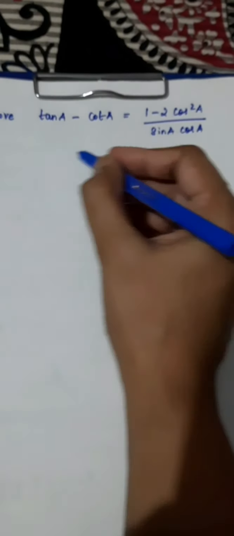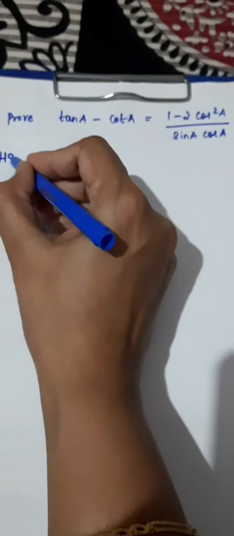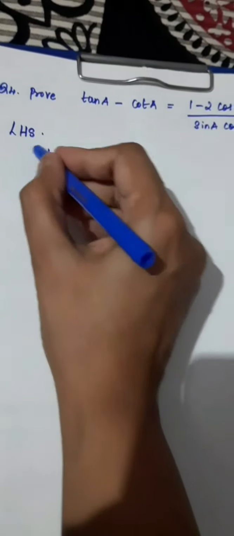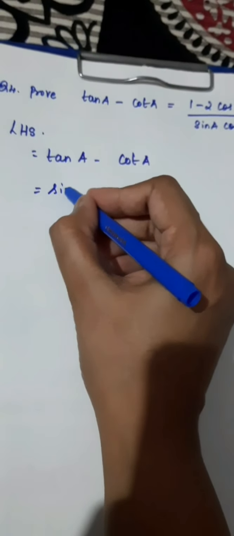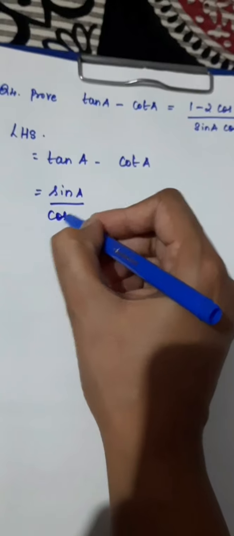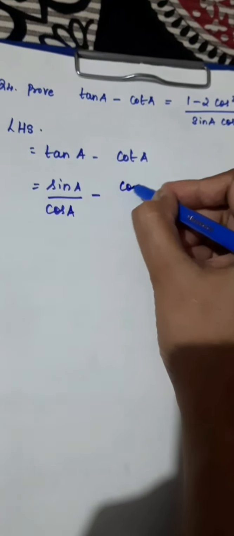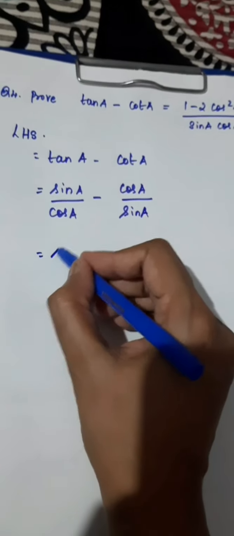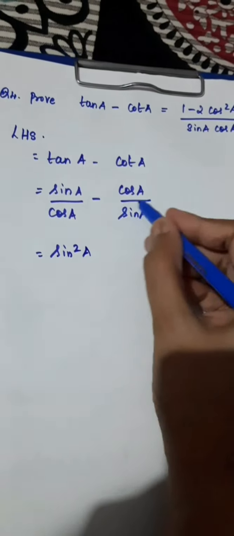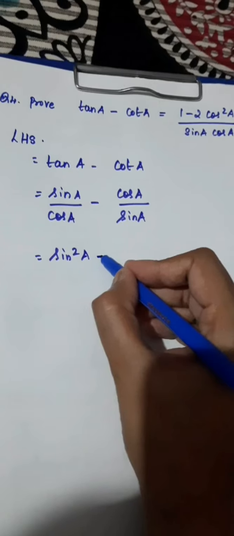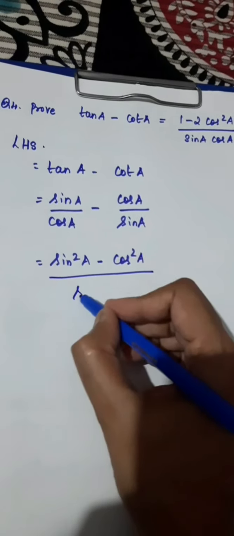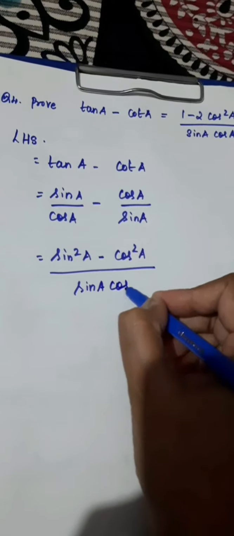So here we can take the LHS. Tan A minus cot A. Tan A can be written as sin A by cos A minus, it is reciprocal, so cos A by sin A. By taking LCM, it becomes (sin square A minus cos square A) by sin A cos A.